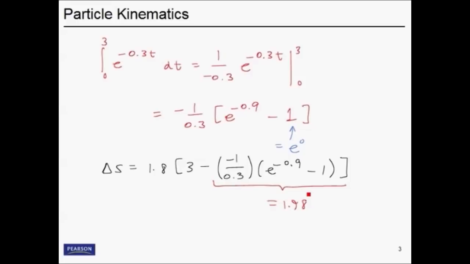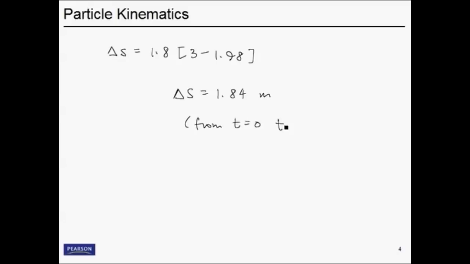And so if we carry through the math to the next page, here's what we get. We get delta s is equal to 1.8 times (3 minus 1.98), and this just ends up being delta s equal to 1.84 meters, and that's from time equals 0 to time equals 3 seconds. And there is your solution.